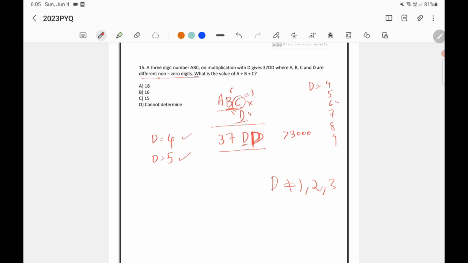Similarly, D equal to 7 also won't come, because for any number multiplied by 7, the unit digit is not going to be 7. Just look into the multiplication table of 7: 7, 14, 21, 28, 35. Are you getting the unit digit as 7? No. So 7 won't come. Now, what about 8? 6 into 8 is 48. So the last digit is coming as 8. So D equal to 8 is also possible.